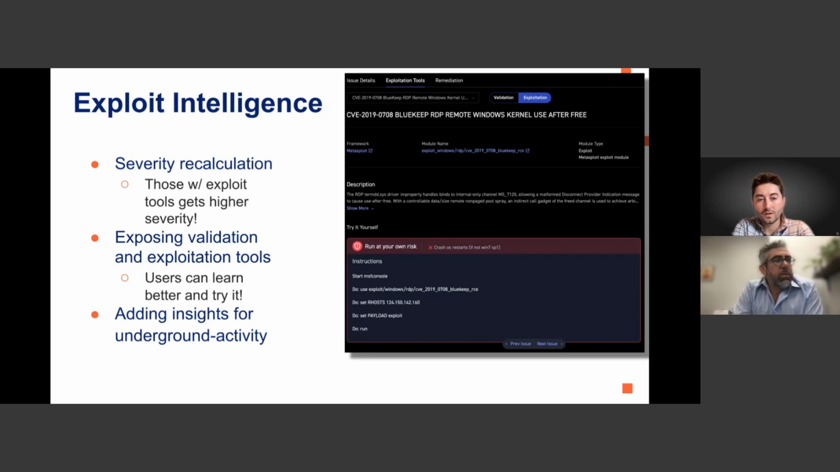In addition to that, we are also exposing validation tools. I mean, as you can see at the bottom of this screenshot, you can also see the instruction how to operate it, how to use it, how to try it yourself, so you can learn better what you are going to face. And maybe your teams, as your red team, for example, are willing to try it, and this will help them to come up with better preventing tools and defending tools and stuff like that.